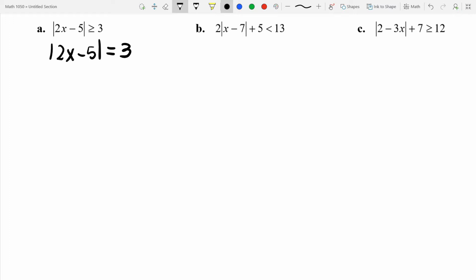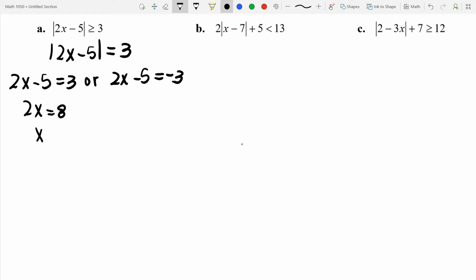Now we're back to the last kind of problems. What do I do after I have it alone? Tell me the next step, everybody. Now split it. Split it into 2, right? So everybody go 2x minus 5 equals 3, or 2x minus 5 equals negative 3. Move your 5 over. 2x equals 8. Divide by 2, x equals 4. Come over here. Bring your 5 over. 2x equals 2. Divide by 2, and you have x equals 1.